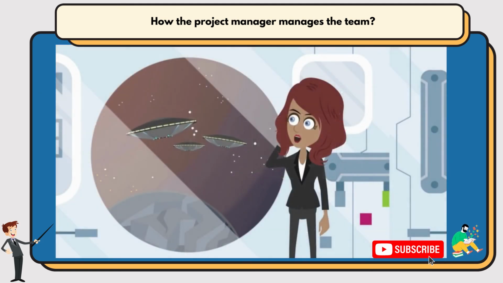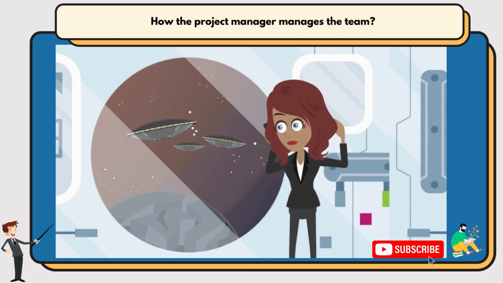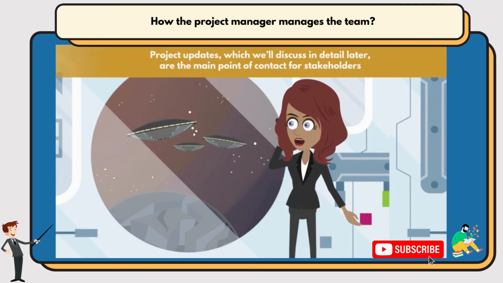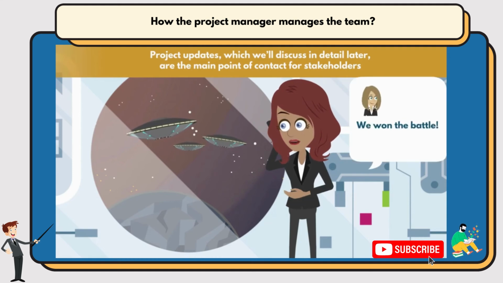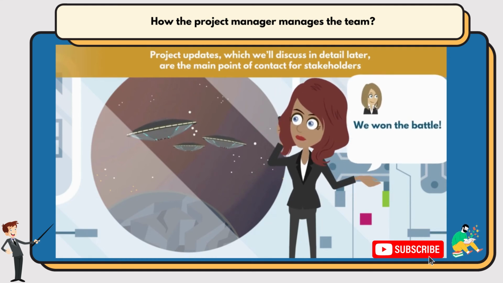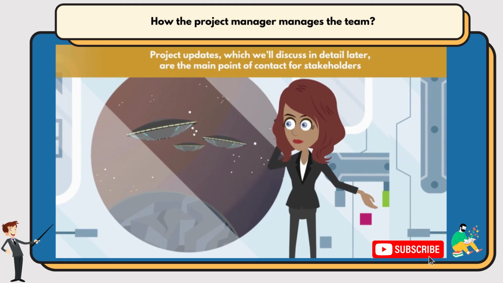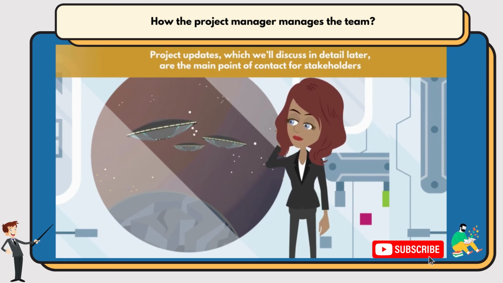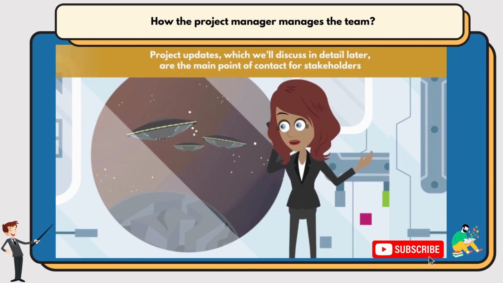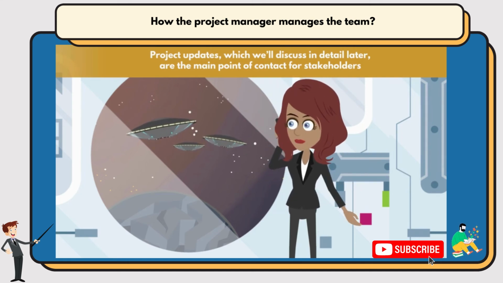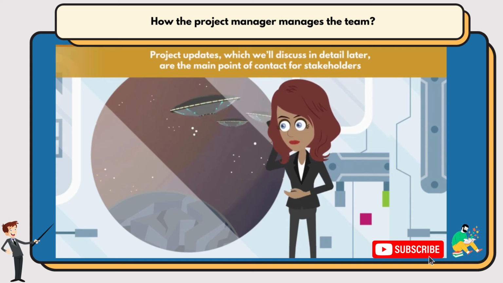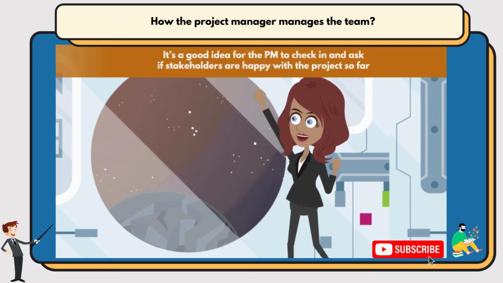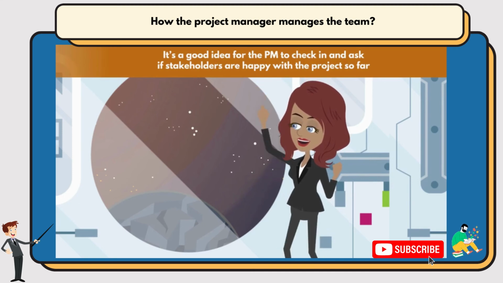Well, they need to be managed also. Here, communication is key. Project updates, which we'll discuss in detail later, are the main point of contact for stakeholders, but other forms of communications may be needed. Perhaps some of them are not in the country, or maybe the client wants updates on specific work streams every Friday. If there are quiet periods, it's a good idea for the project manager to check in and ask if stakeholders are happy with the project so far. It's a subtle way of keeping channels open.